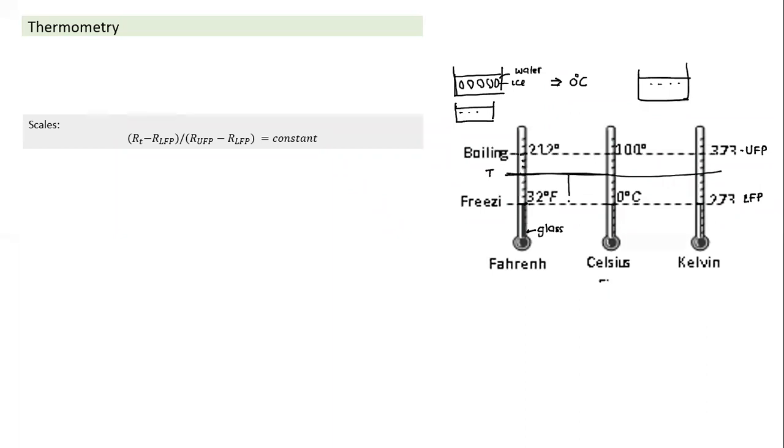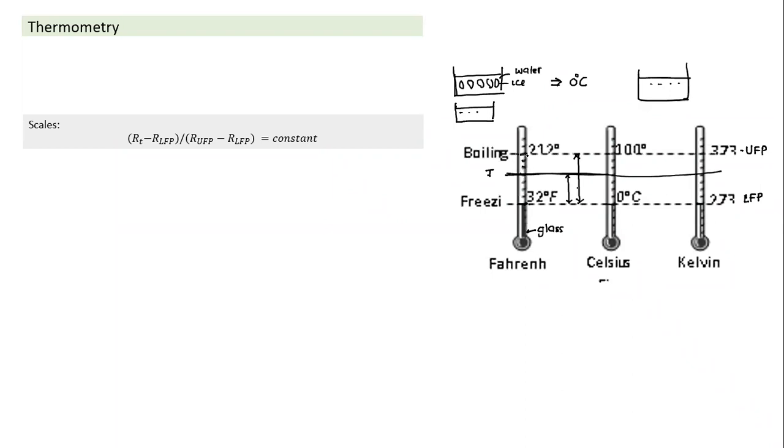Now this height divided by this height, the ratio for all three, will be the same. So what is this height ratio? The reading at T minus the reading at the lower fixed point gives you the length of the mercury column between these two points. If I divide by the reading at the upper fixed point minus the reading at the lower fixed point, which is proportional to the total length, then for all three thermometers this ratio will be equal. That becomes a constant, and that's what we use for the design of a thermometer.